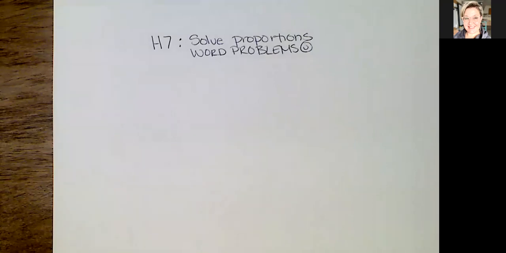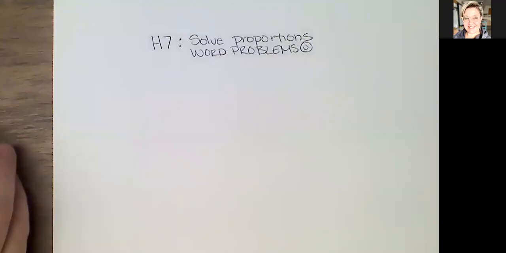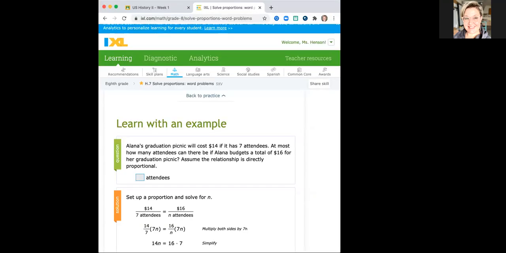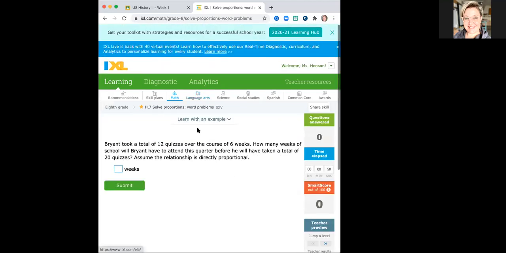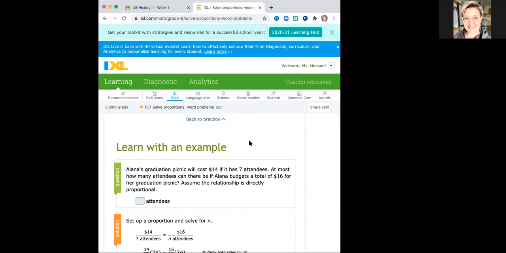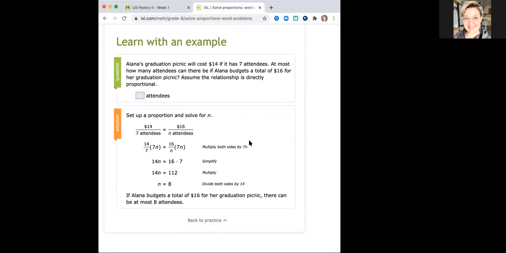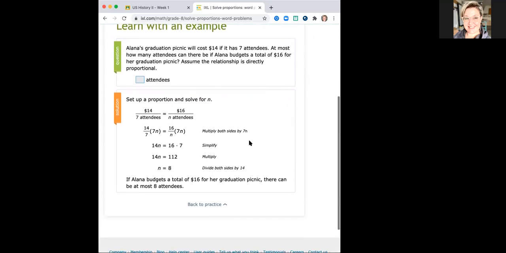All right, we're going to start H7, solve proportions with word problems. So I have this open in IXL. We're going to go ahead and look there. What we have here in H7, solve proportions word problems, is an example of how you can solve it. So basically I went on the first one, learned by an example, just like I tell you to do each time if you're working on your own without me. So I'm going to talk you through what this is saying, and then we're going to practice some together on the dot cam.